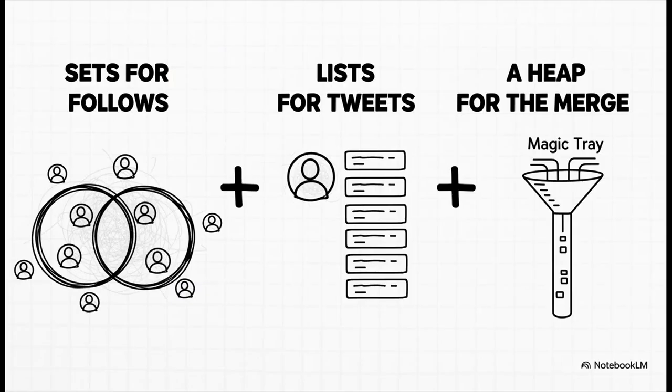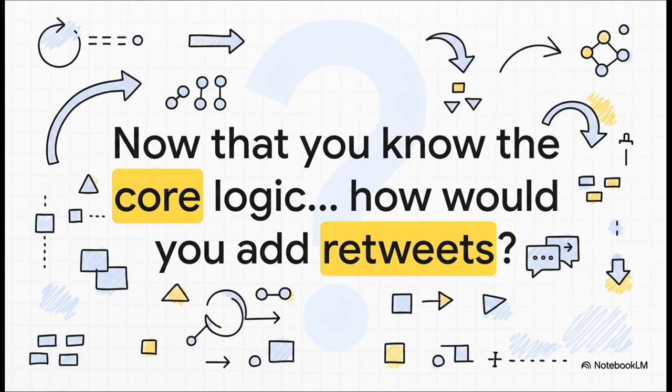So when you boil it all down, the entire design really comes down to 3 simple ideas. You use sets to keep track of follows, you use simple lists for tweets, and you use a heap, our magic tray, to merge it all together efficiently right when you need it. And there you have it. That's how you build a social media feed from the ground up. It's a design that's simple, it's elegant, and it's incredibly fast.